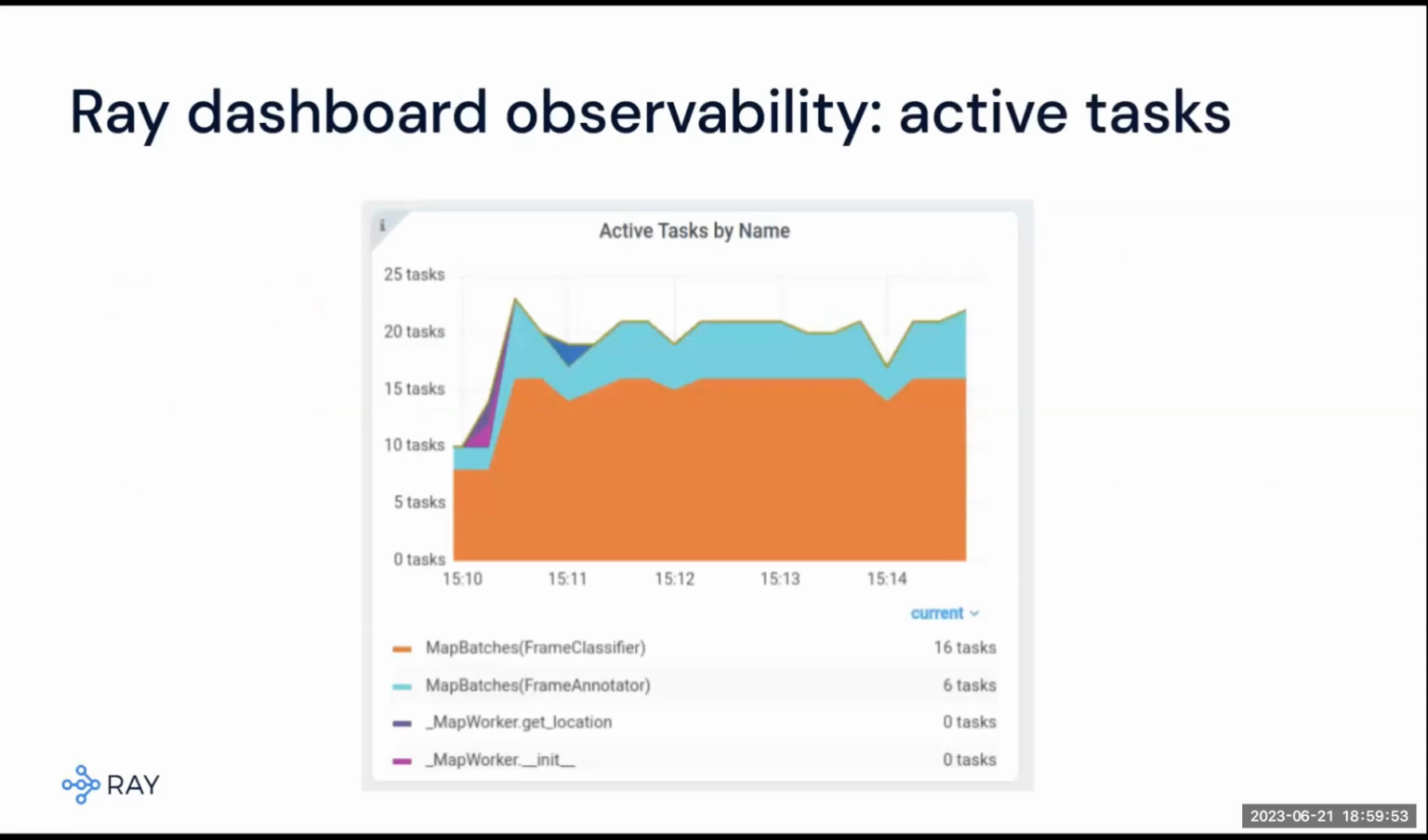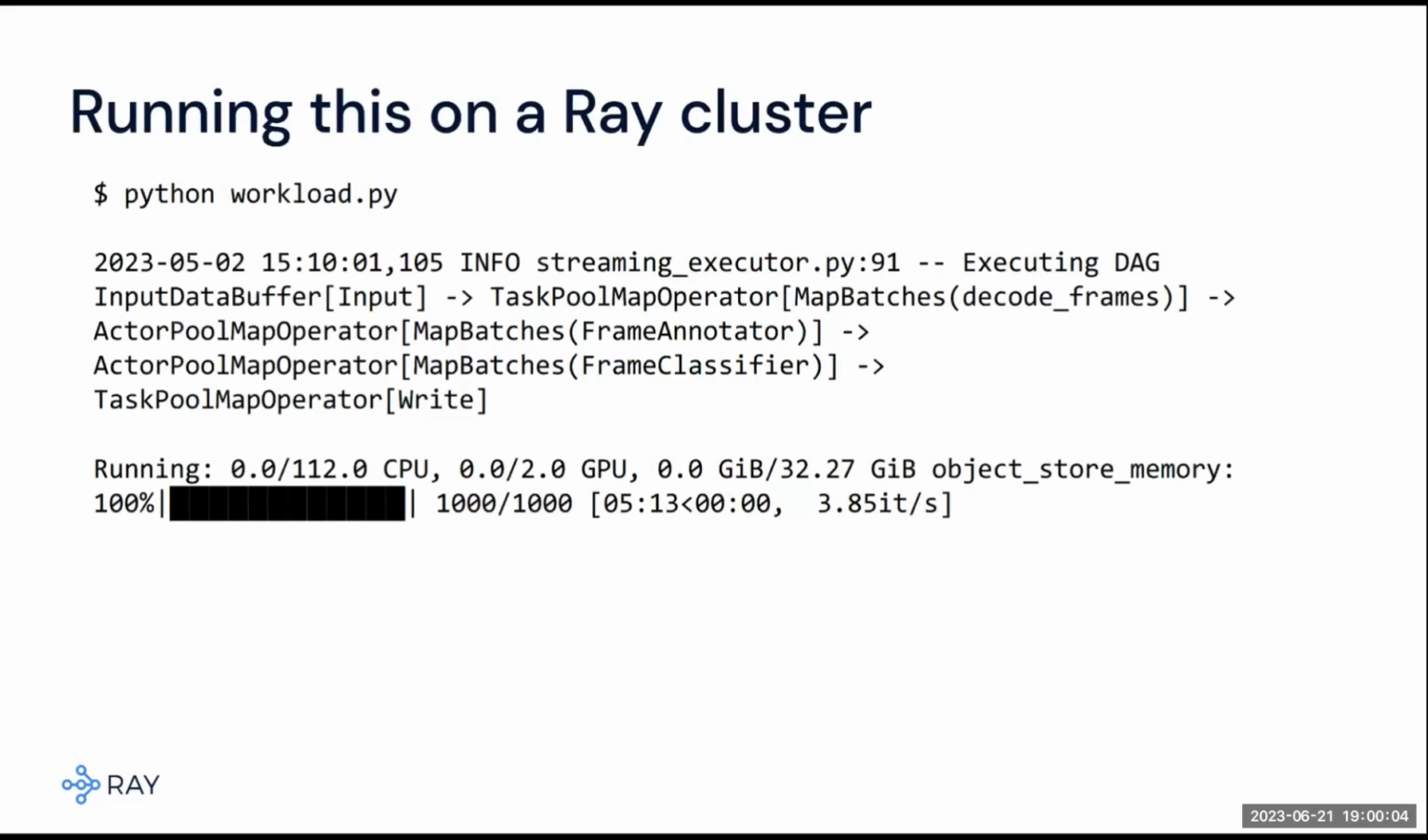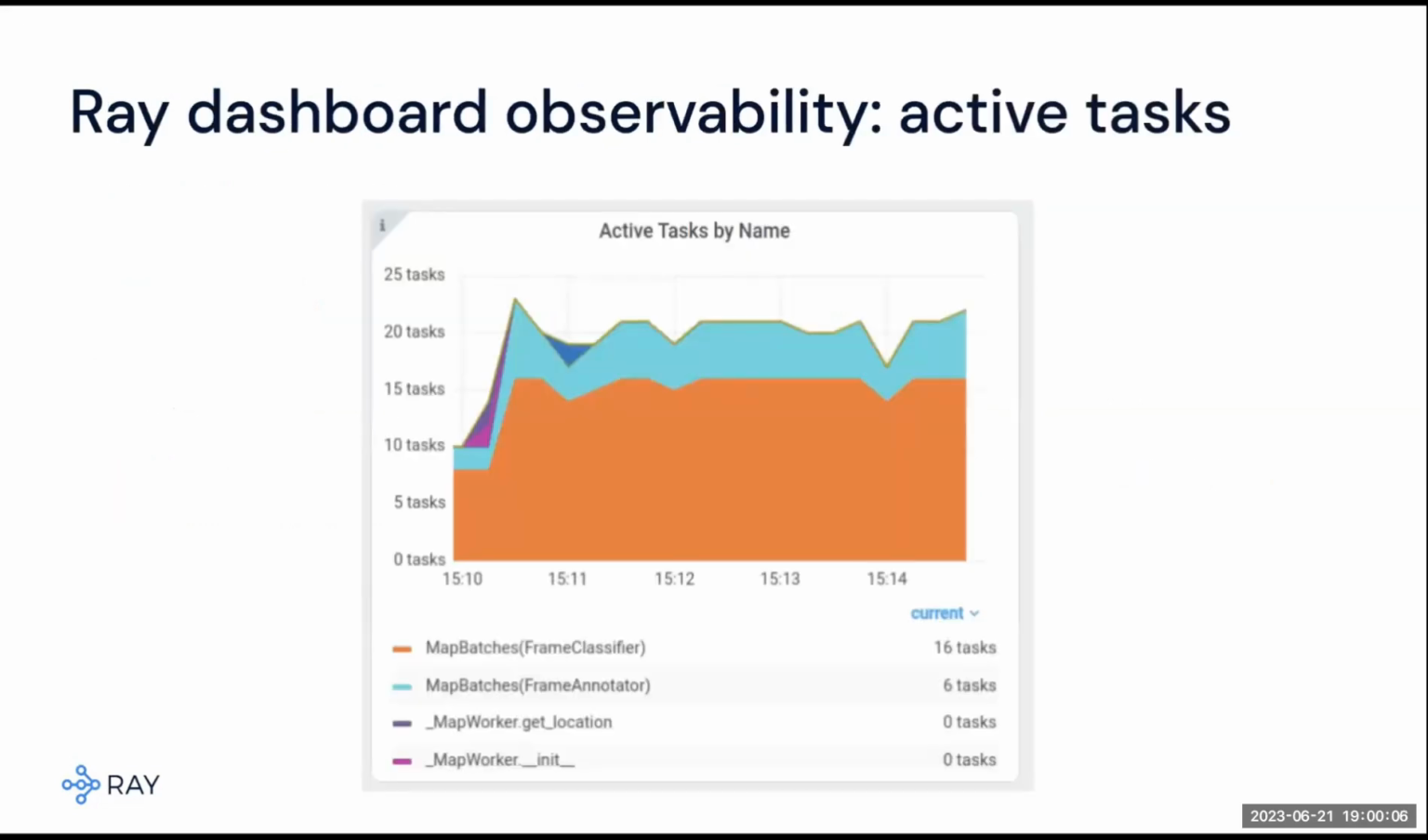And if you haven't seen the Ray dashboard, there are also observability tools. If you go to the metrics page, you can see what's going on in the cluster. So when I ran this pipeline, these were the graphs I got. I think this is a very small cluster, maybe 5 machines or something like that. Here's one graph of active tasks by name. For map batches, I guess the most active task was this frame classifier actor. There were 16 tasks active on average the whole time.